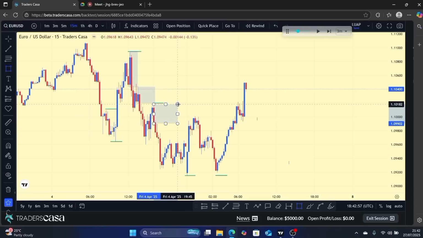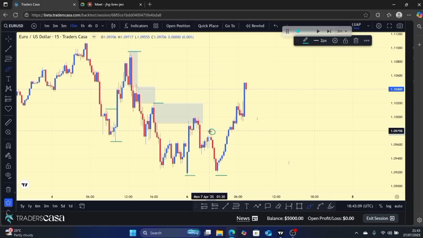So this reaction here, even though it was a pretty good reaction, you can clearly see this was just here to induce the early sellers. Probably this here was a re-entry for the sellers. So just price to, you can see all these stop losses.